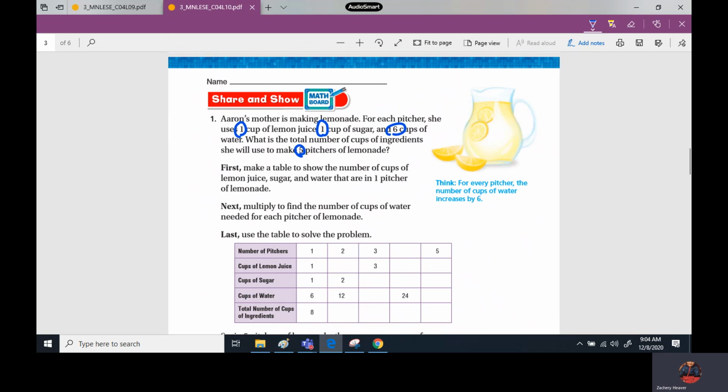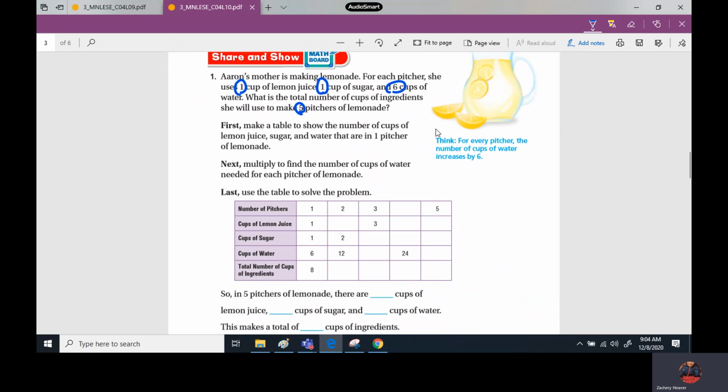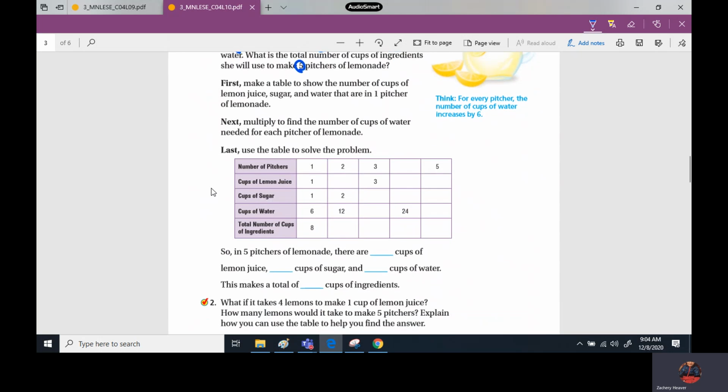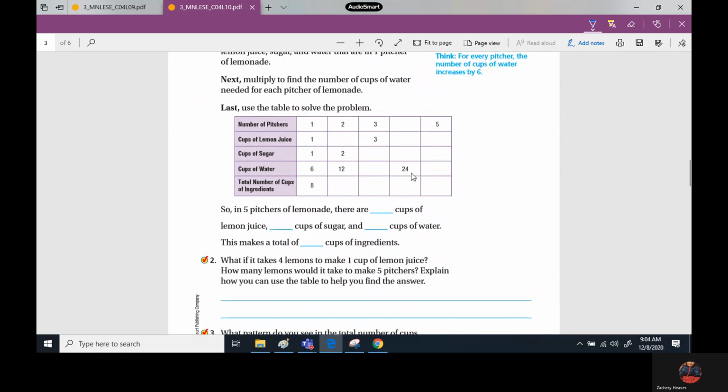First off, we got to make a table. It's our graphic organizer to show the number of lemon juice, sugar, and water in each pitcher of lemonade. Next, we have to multiply to find the number of cups of water needed for each pitcher of lemonade. So, for 1 pitcher, she adds 1 lemon juice, 1 sugar, 6 water, and it makes 8, because 6 plus 1 plus 1 is 8. We're not going to use this line.